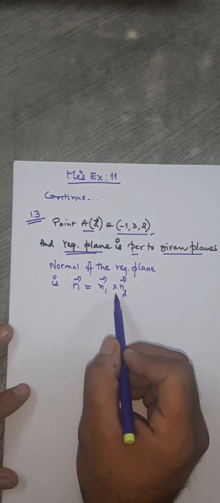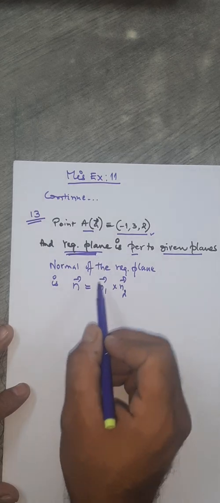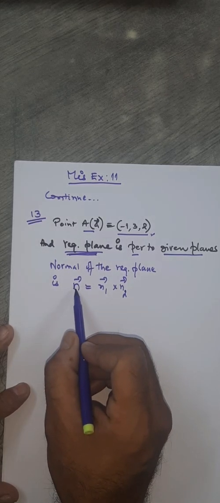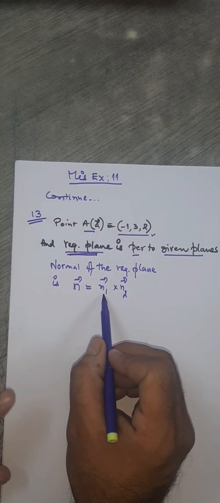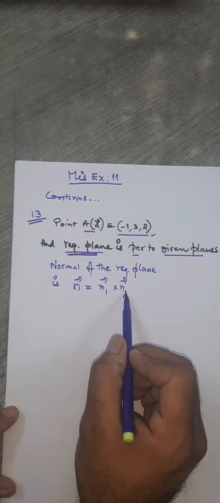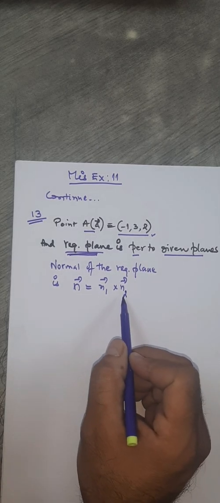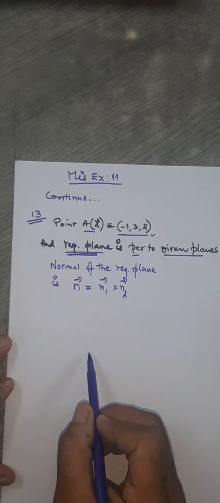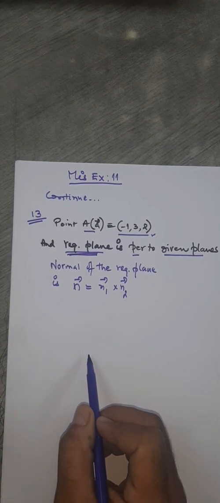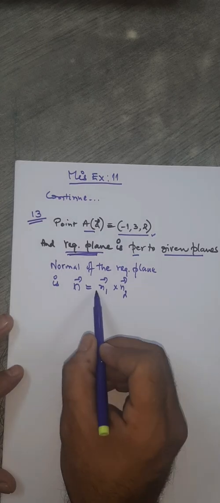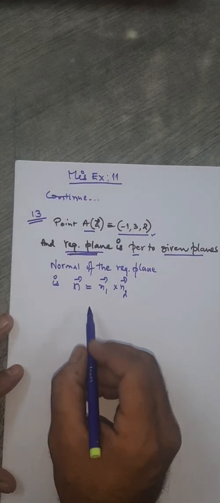Now here, to get the equation of the plane, you need a normal. So the required normal must be perpendicular to the normals of the given two planes. So we need to take the cross product, and this is a very basic fact, remember. Whenever you are finding a vector which is perpendicular to two vectors, then you need to take the cross product. So I've just taken the cross product.